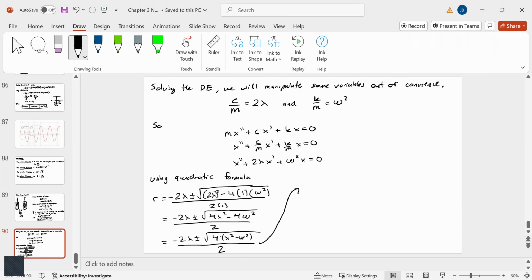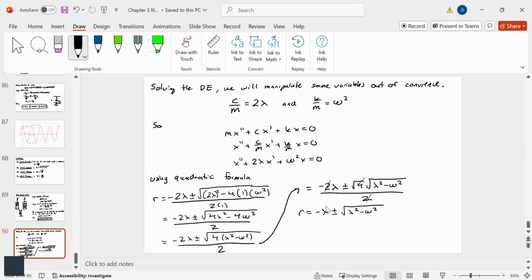I want to keep it all on one side. So that's equal to negative 2 lambda plus or minus the square root of 4 times the square root of lambda squared minus omega squared over 2. And then that's going to cancel out, that's going to cancel out, that's going to cancel out. And you get negative lambda plus or minus the square root of lambda squared minus omega squared. And there's your root. It just makes the answer look nicer in the context of what we're doing. Now, is it nicer? Who knows, right? But that's what we're doing.